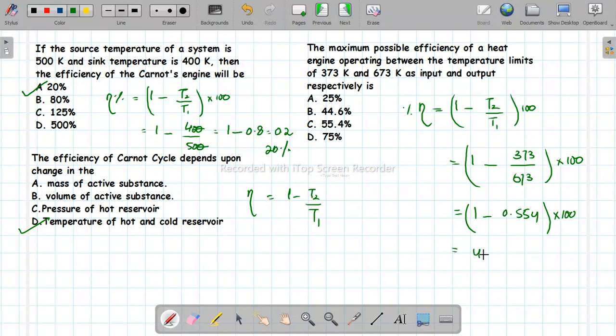Subtract it, you'll get 0.446 multiplied with this 100. This becomes 44.6%. So the percent efficiency of the engine is this one.